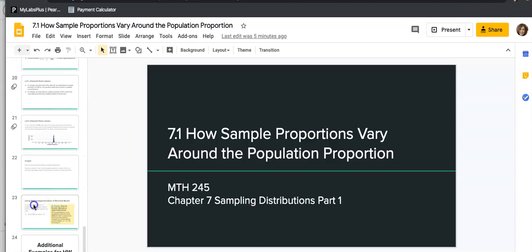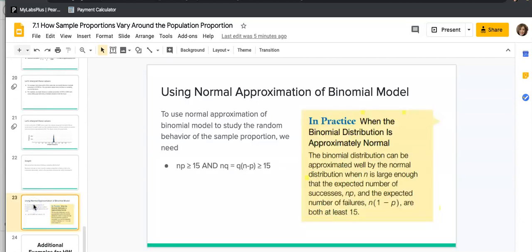All right, let me show you right here. Using a normal approximation of the binomial model. Take a look at this part. If n is large enough, remember our n was 2787, that was a big number. But big enough for what? If n is large enough that the expected number of successes, n times p, and the expected number of failures, n times q, are both at least 15, then we get to use normal approximation. So let me go back to the problem and show you what they mean by that, okay?